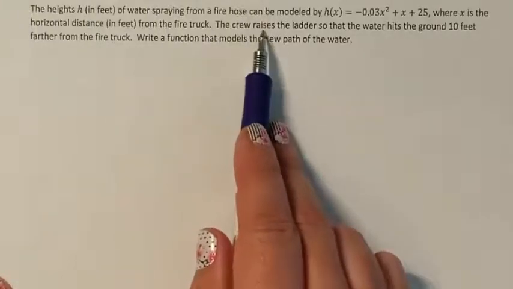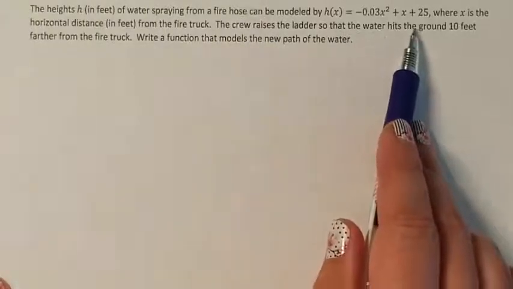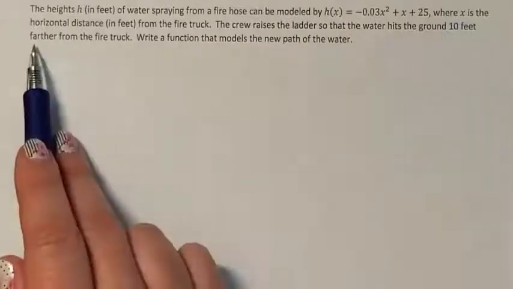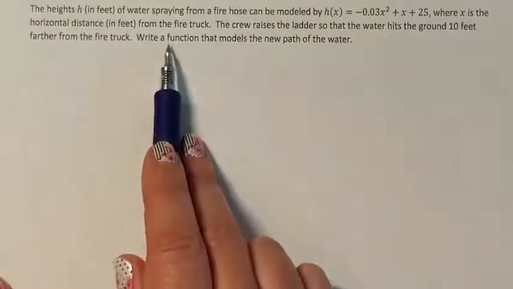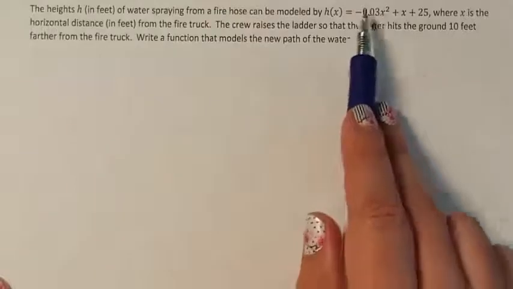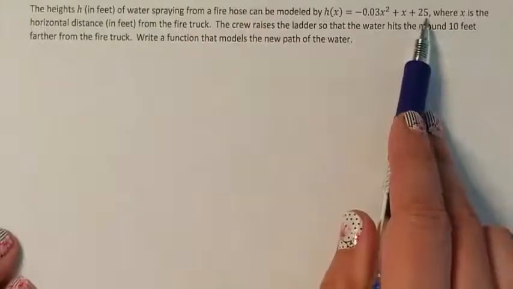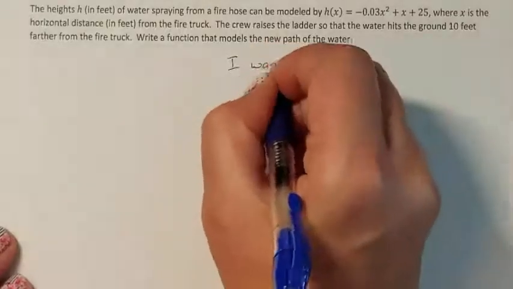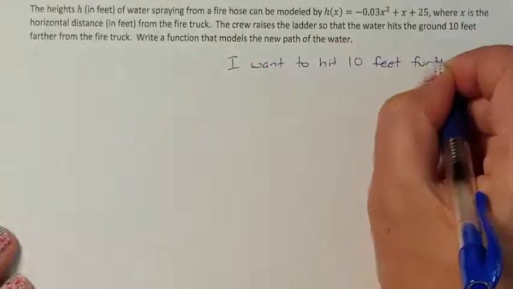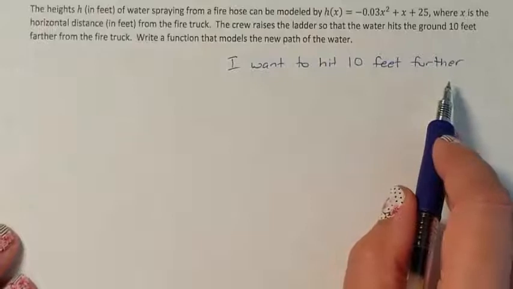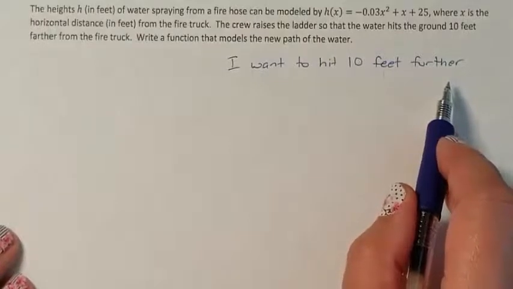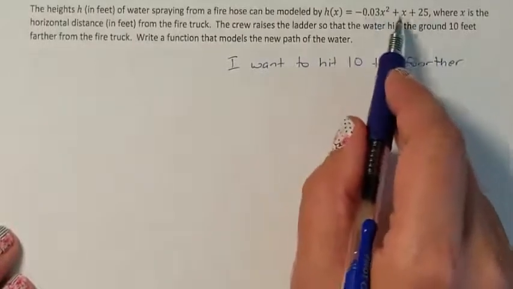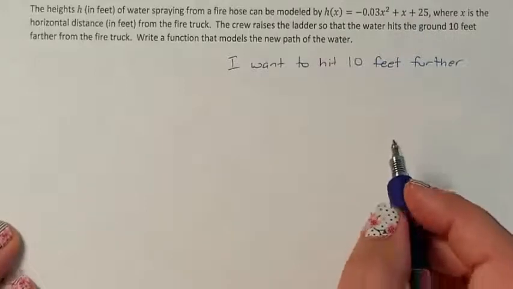So the crew raises the ladder so that the water hits the ground 10 feet further from the fire truck. Write a function that models the new path. So this is our current path. We want it to hit 10 feet further. If I want to hit 10 feet further, well, first, we need to figure out how far this one is actually hitting to begin with.